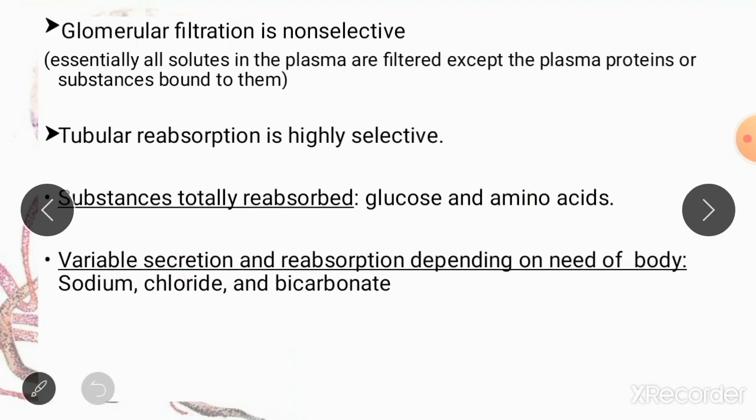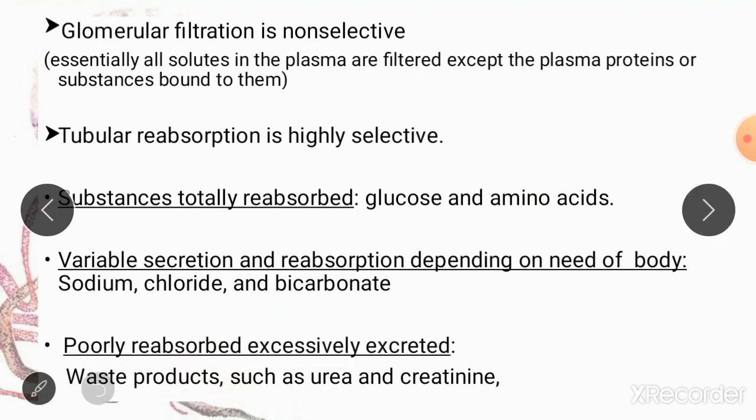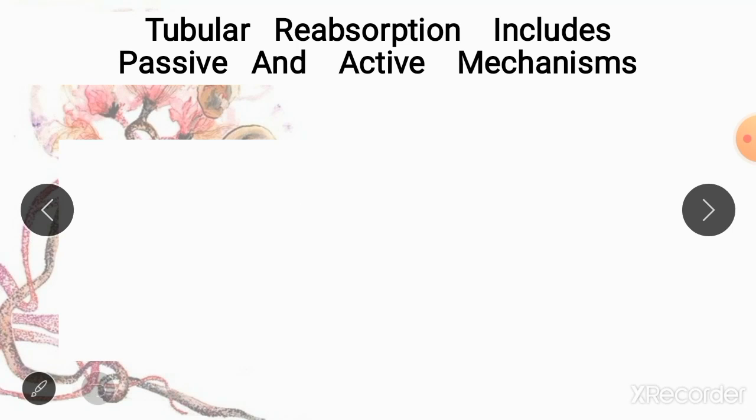Then there are some substances which are reabsorbed according to the needs of the body. Such substances include sodium, chloride, bicarbonate, and other variable elements which are adjusted according to the needs of the body. Then there are some substances which are poorly reabsorbed and mostly excreted in the urine, and such substances are waste products like urea and creatinine. They are very poorly reabsorbed.